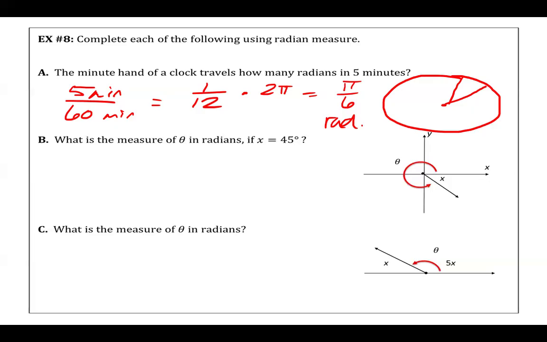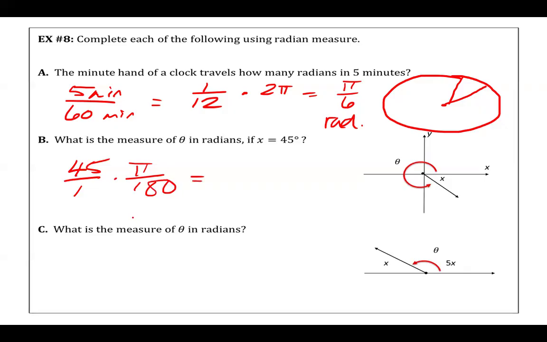All right, what is the measure of theta in radians if x equals 45? So I'm giving you degrees. When you have degrees, is there a rule I can already follow? There is. So we have 45 over 1 times what? Over 180.